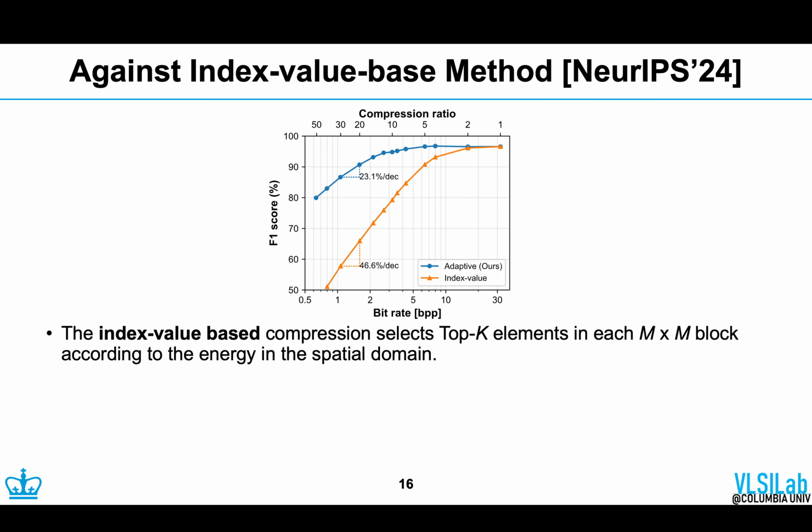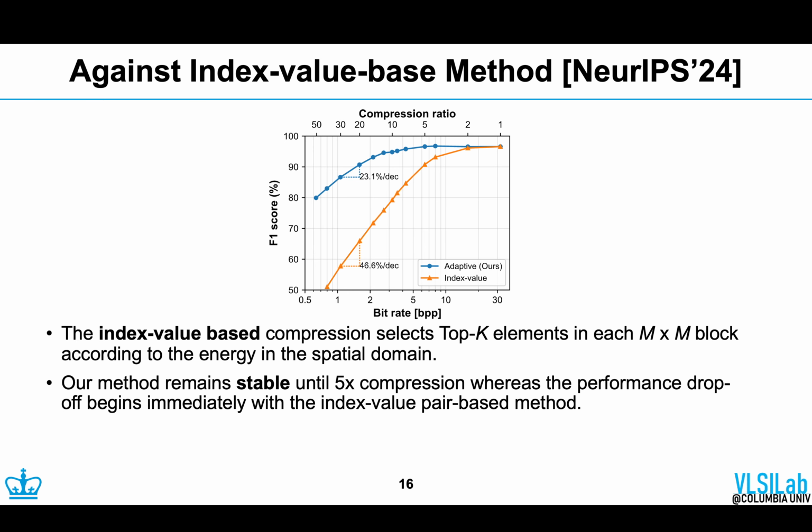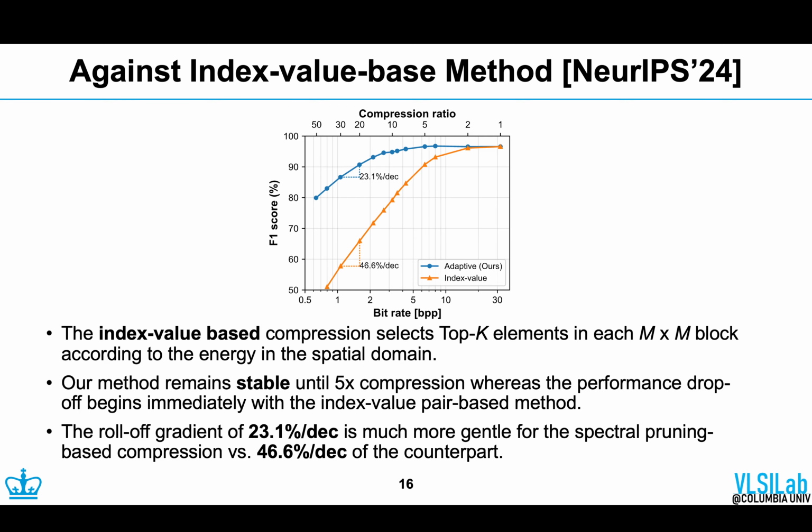Against an index value-based method, the compression selects the top k elements in each m by m block according to the energy value in the spatial domain. Our method remains stable until 5x compression, whereas the performance of the index value-based method drops immediately. The roll-off gradient of 23 percentage points over a decade is much more gentle for our case than the 46 percentage points for the index value-based counterpart.